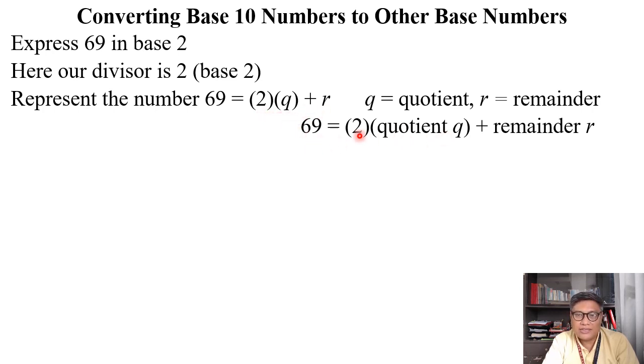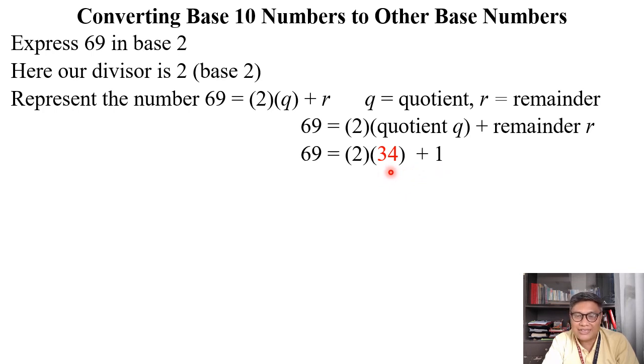So we can start with this concept, class. 69 is equal to 2 as the divisor because it's binary, times whatever is the quotient, then we put here the remainder. Remember, class, that when you divide any decimal number by 2, the remainder is either 0 or 1. If it is 0, it means that it is an exact division. Otherwise, the remainder would be 1. So we divide 69 by 2, then the quotient is 34 and the remainder is 1, because 34 times 2 is 68.